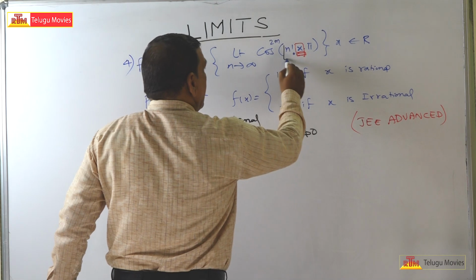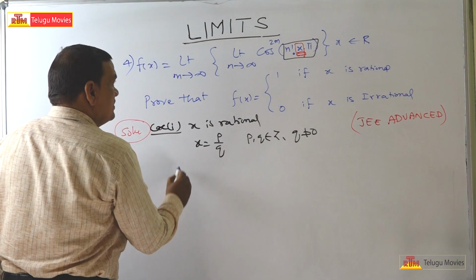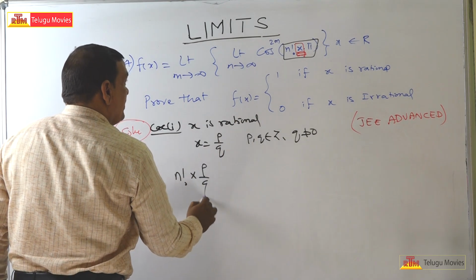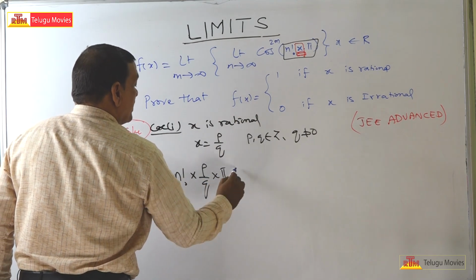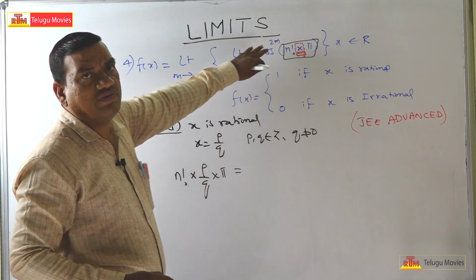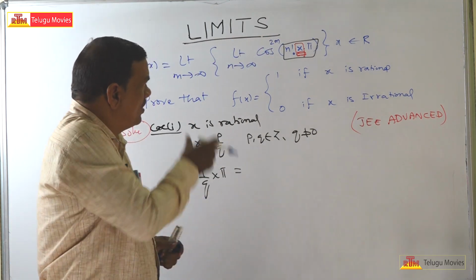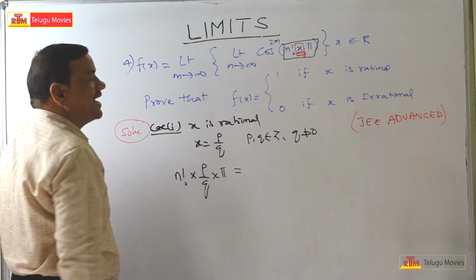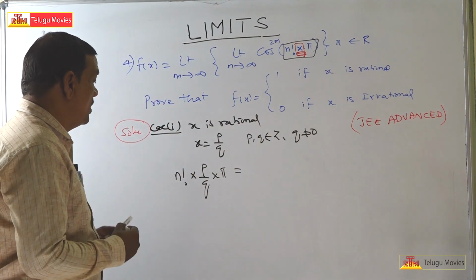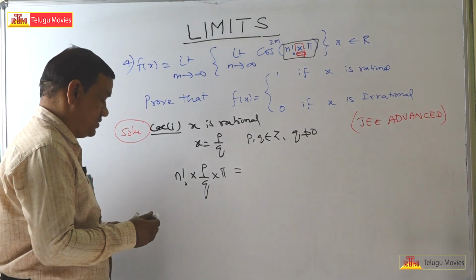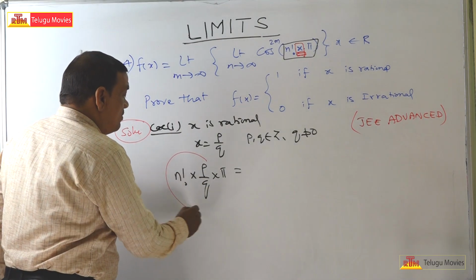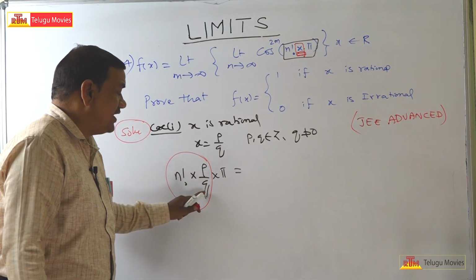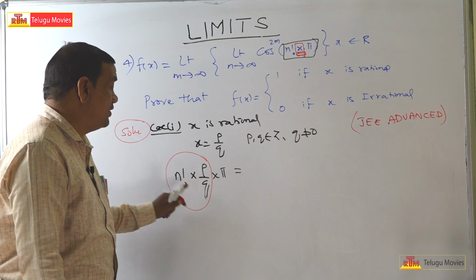Then observe what happens to this value. That means n factorial into, in place of x, p by q into pi. Then what happens to this value? Of course, afterwards I will tell what is meant by cos to the power of 2m of this angle theta. This is the theta angle. Then what is the theta angle? If you observe this, what will be this value? Can we cancel n factorial and q?